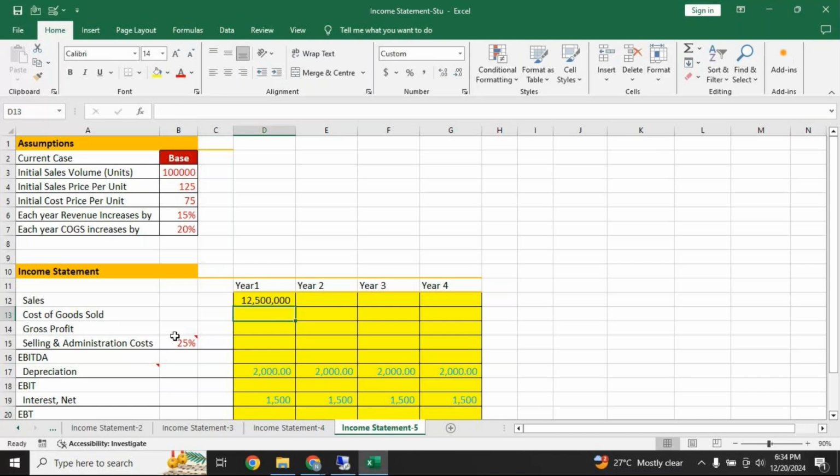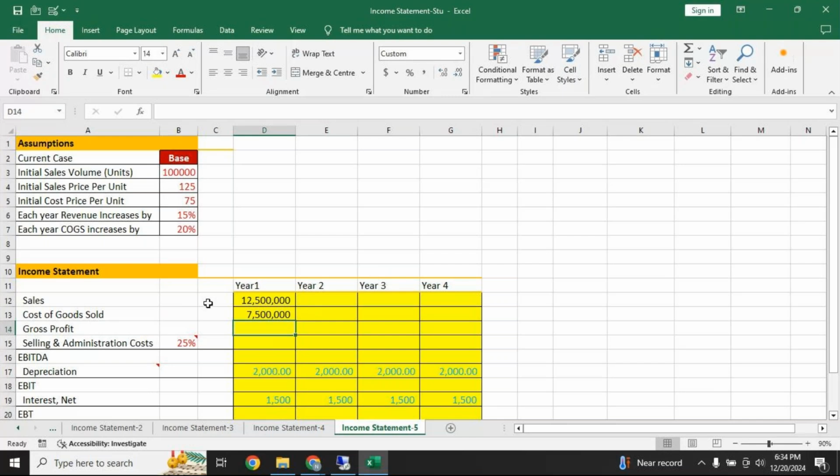Now COGS. How much is it? Equals the number of units sold into the cost price per unit. Cost price means how much I have spent in order to buy those units. So 75 rupees, and I sold 1 lakh items. Each item I have sold at the rate of 125, but the amount I spent to buy each unit is 75 rupees. So this is my cost of goods sold.